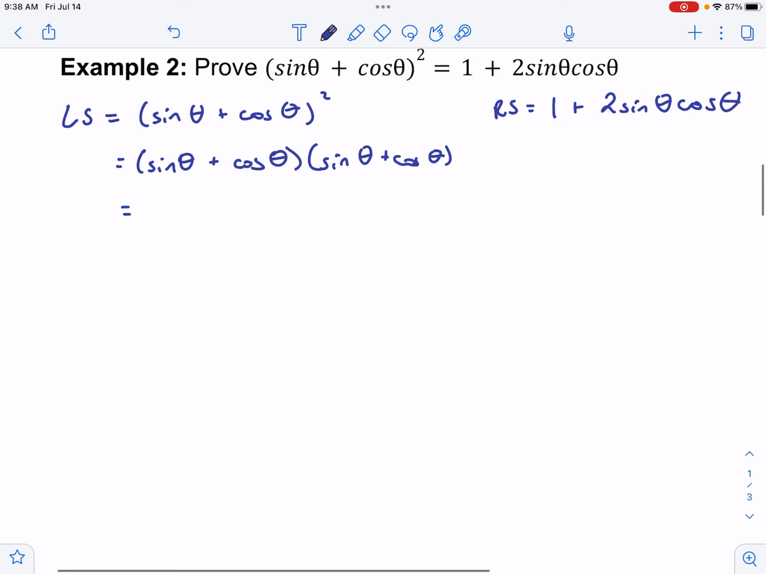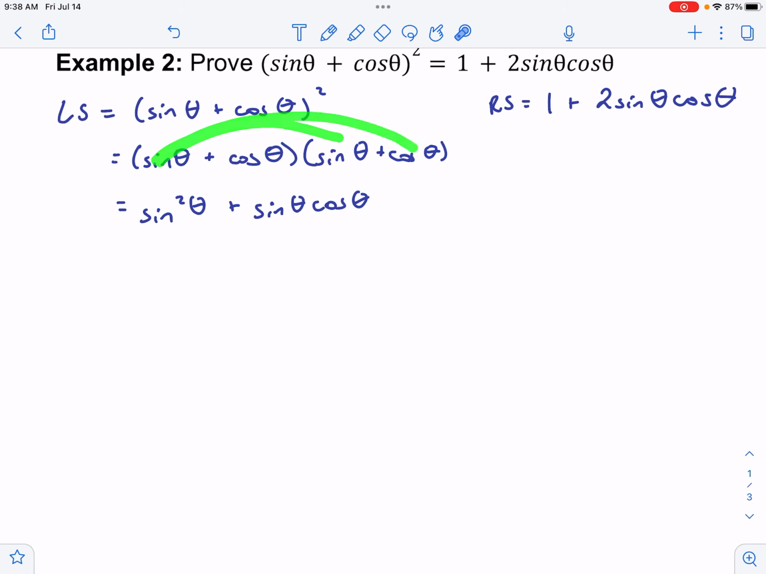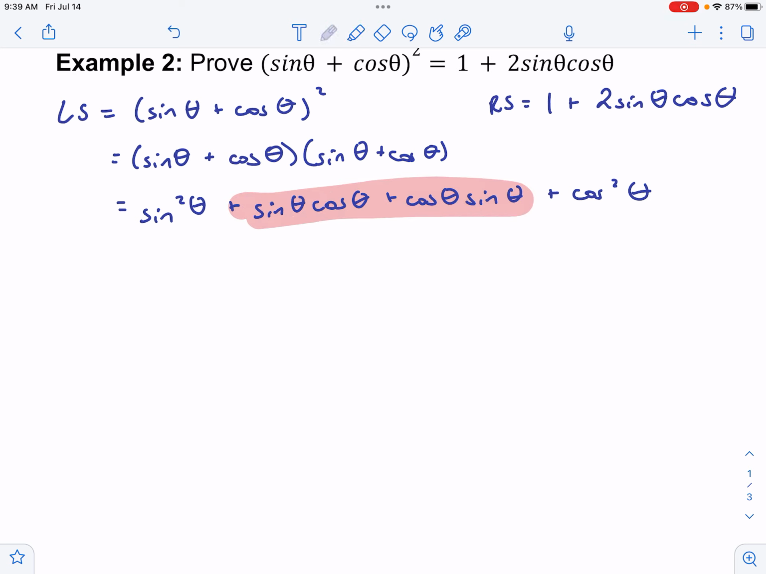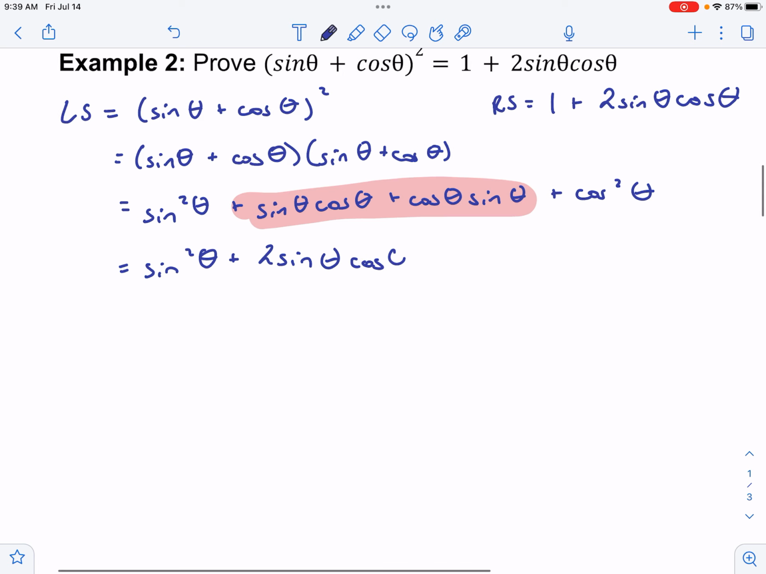Sine theta times sine theta will be sine squared theta plus sine theta times cosine of theta. So I did that one, now I'm doing that. Then I'll do cosine of theta times sine theta. And then I'll have a cosine squared theta, when cosine times cosine, at the end. These two terms in the middle here are the same, and so I'm going to just combine them and write 2. And that's not far off. We've got a 2 sine theta cos theta on the right-hand side, so I've got that here.